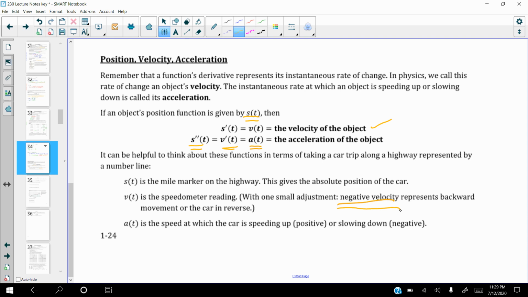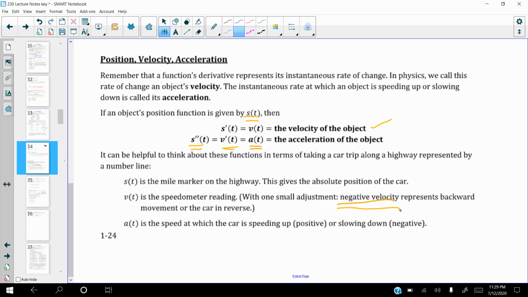And then A of t is the rate at which the car is speeding up or slowing down. So is it a positive acceleration or is it a negative acceleration? Deceleration technically is not a word, but you can accelerate in a negative direction. Basically, it means that your acceleration is working in the opposite direction as your velocity.